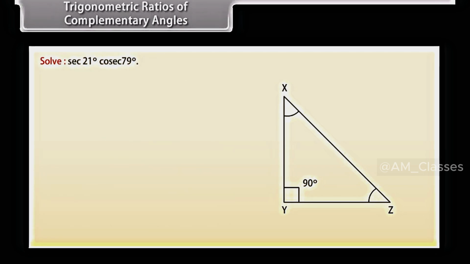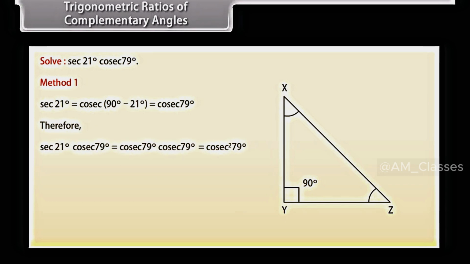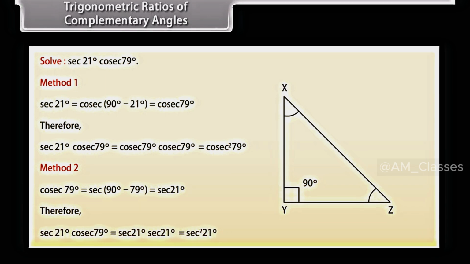Solve sec 21 degree cosec 79 degree. Sec 21 degree is equal to cosec 90 degree minus 21 degree equals cosec 79 degree. Therefore, sec 21 degree cosec 79 degree is equal to cosec 79 degree cosec 79 degree, which equals cosec square 79 degree. Let us solve the same question in a different way. Cosec 79 degree is equal to sec 90 degree minus 79 degree equals sec 21 degree. Therefore, sec 21 degree cosec 79 degree is equal to sec 21 degree sec 21 degree, which equals sec square 21 degree.